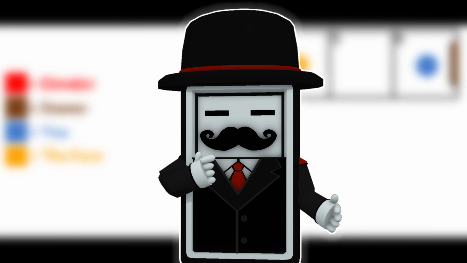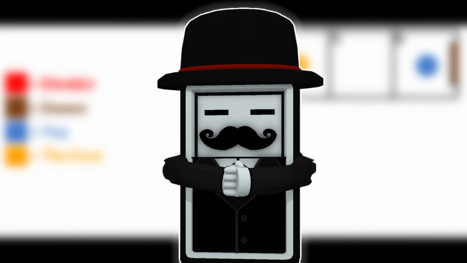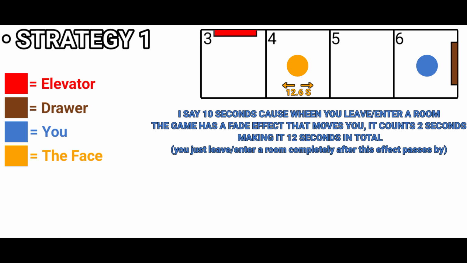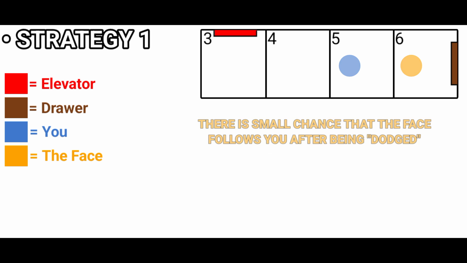I'm going to teach you 2 strategies, just keep in mind, there's no way to avoid it using the flashlight like in the PC version. It doesn't work here. Strategy number 1. Every 12.6 seconds the face has a chance to move to a room. All you have to do is stay in the room and wait 10 seconds, and then just leave this room to another one. This will make the face move to the room you just left, so you can go to the elevator as quickly as possible before the next interval.